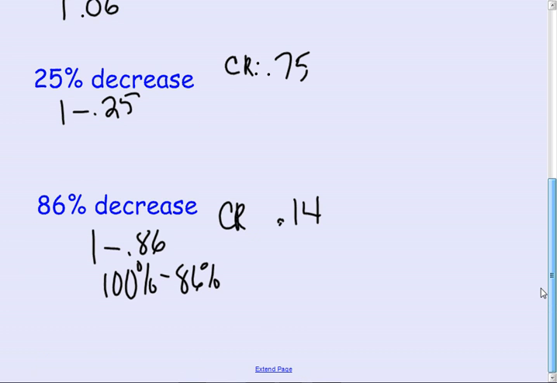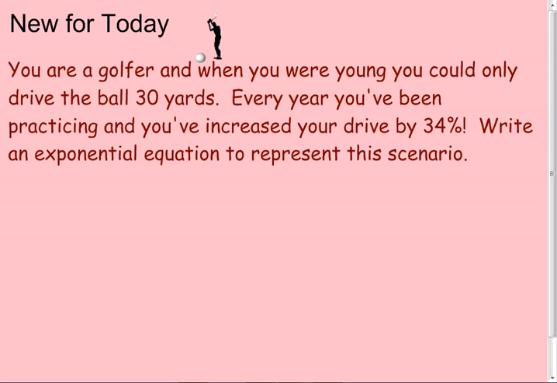That's all we're doing. Are you ready to write equations now? Can you change your increase or decrease to a common ratio? That's the hard part about the equations. They are not given the common ratio.